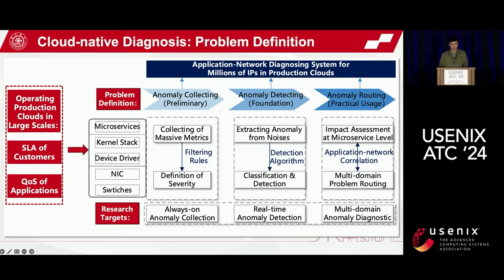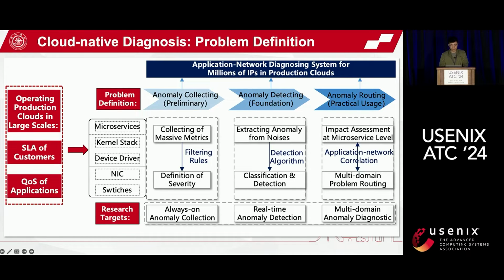Our two goals are to ensure the SLA of customers and the QoS of applications. We define application network anomalies at three levels according to their severity. Firstly, applications show performance jitters while the expected SLAs of customers are still satisfied. Secondly, applications experience performance declines in throughput, latency, and job completion time, and the SLAs of customers are violated. Thirdly, services are unavailable and anomalies upgrade to failures.